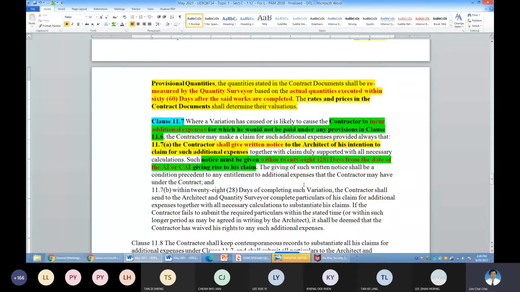Such written notice is a condition precedent to any entitlement of the additional expenses by the contractor. It's a very powerful statement here. Condition precedent means mandatory to be complied with. If it's not mandatory, then you are excusable. Contractually, I'm talking about contractually. If you don't follow this, your contractual right to the claim is extinguished.